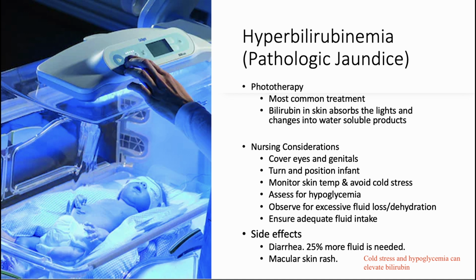We want to turn and position the baby so the baby is not stuck in that one position. We want to turn and position them because of the risk of skin breakdown, but also because we want that light to get all the skin. We want that light to end up touching all parts of the baby for it to really work the best. We're watching skin temperature, avoiding cold stress and overheating. We're assessing them for hypoglycemia.